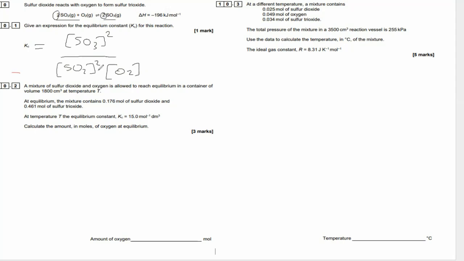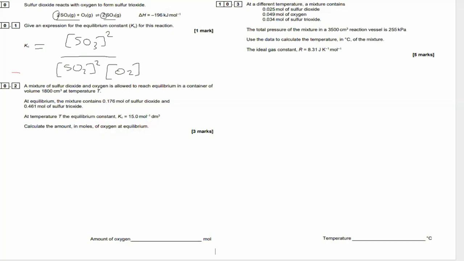10.2, a mixture of sulfur dioxide and oxygen is allowed to reach equilibrium in a container with a volume of 1800 cm³ at temperature T. At equilibrium, the mixture contains 0.176 moles of sulfur dioxide and 0.461 moles of sulfur trioxide. At temperature T, the equilibrium constant is 15. Calculate the amount in moles of oxygen at equilibrium.